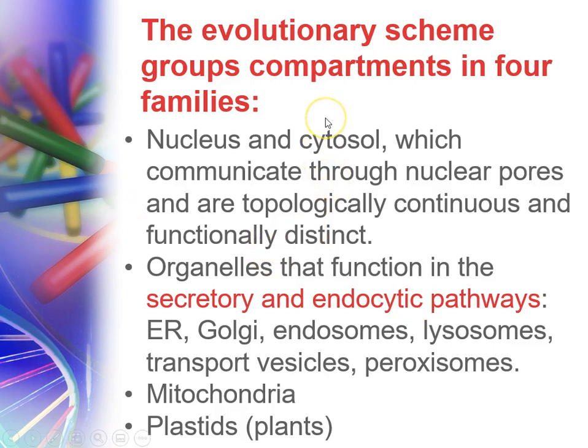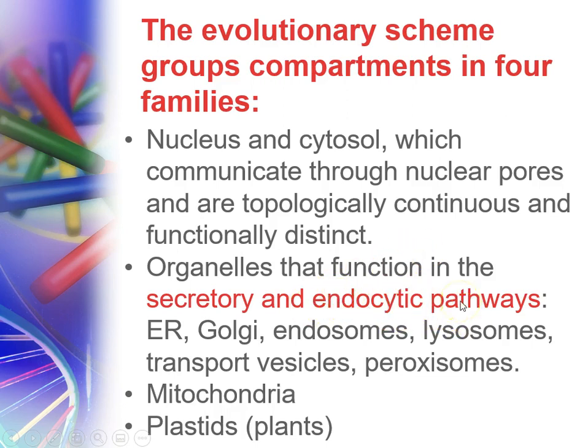This evolutionary scheme is used to group compartments into 4 families. We have the nucleus and the cytosol. We have pores through the nucleus. They are topologically continuous and functionally distinct. That allows material to be transported between the nucleus and the cytosol.